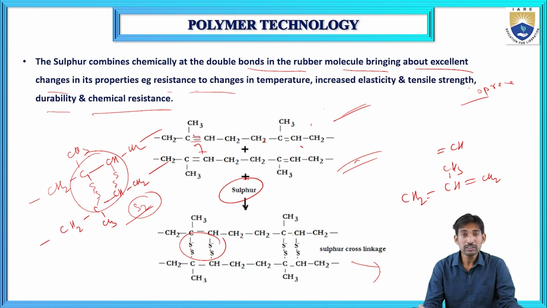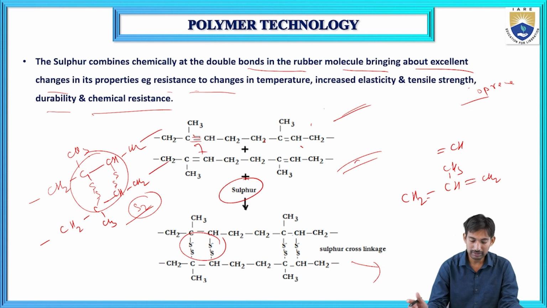If you add sulfur to the polyisoprene molecule and heat it at 100 to 140 degrees centigrade, the double bonds present in the natural rubber, or polyisoprene, are replaced by these sulfur cross linkages. This process is called vulcanization. After vulcanization, the rubber's tensile strength, resistance and durability are increased. That is the use of the vulcanization process.